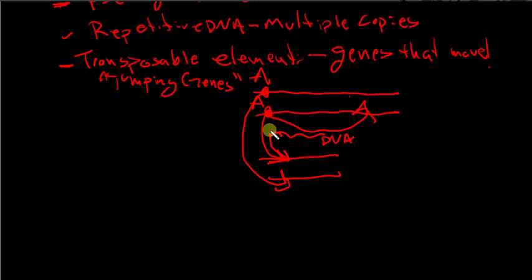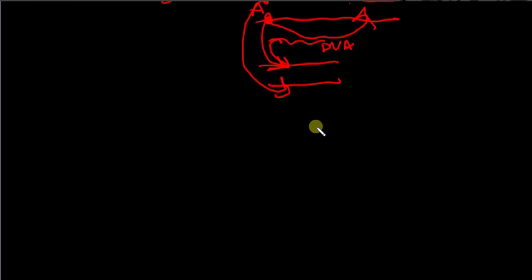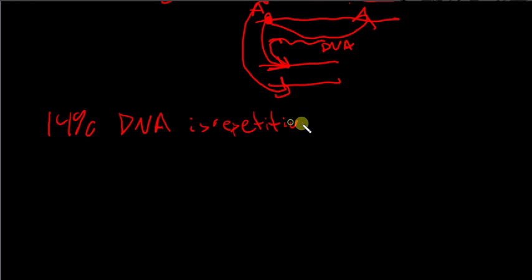Actually, many scientists believe that the first retroviruses like HIV evolved from transposable elements that encoded reverse transcriptase activity. So, in you as a human, 14% of your DNA is repetitive. What that means is it's just the same sequence over and over and over again.